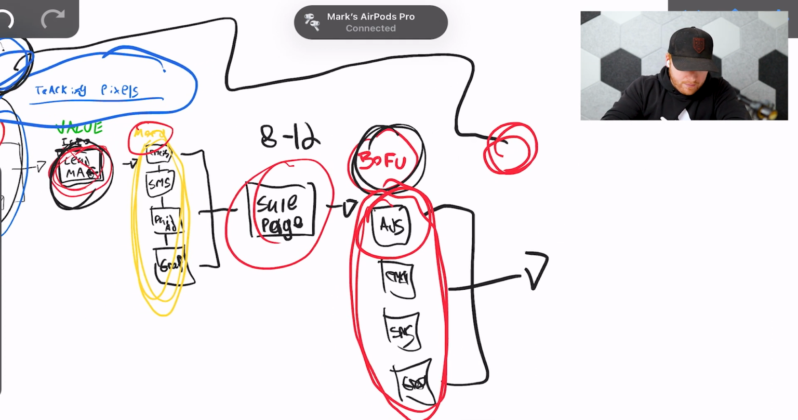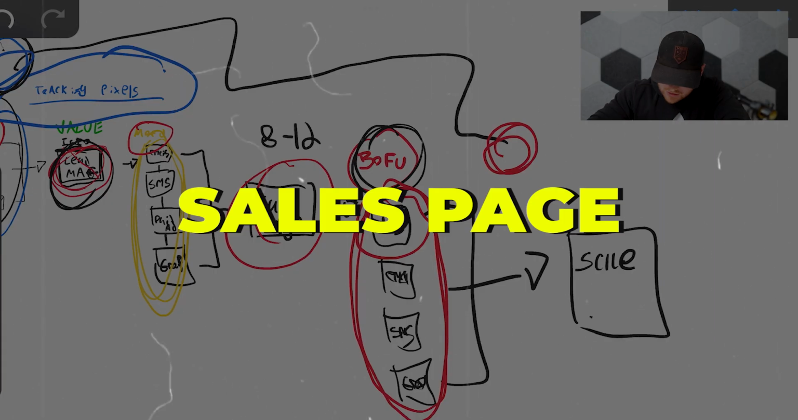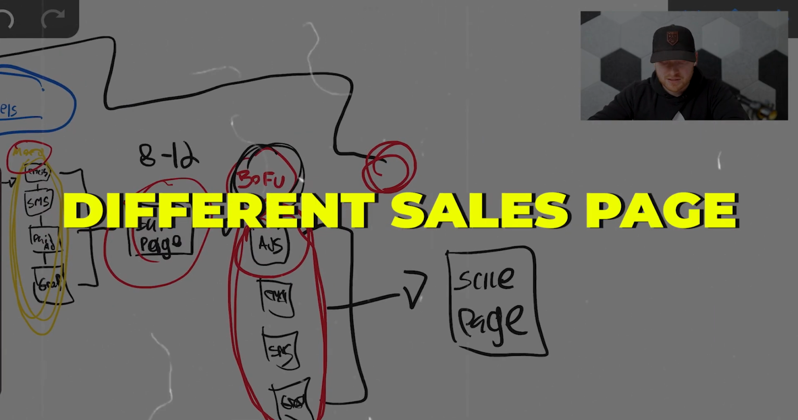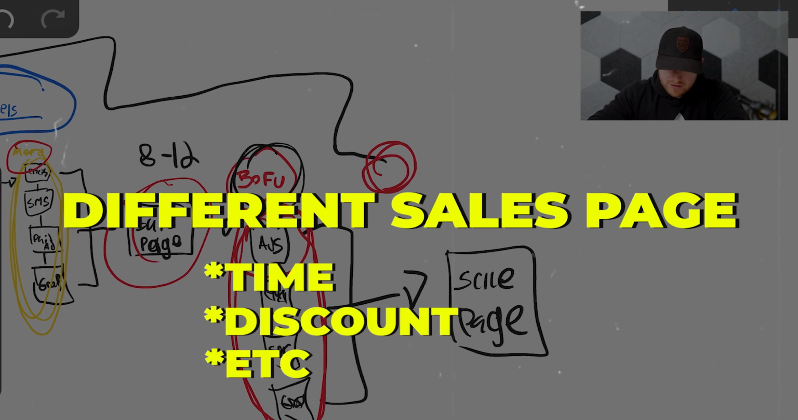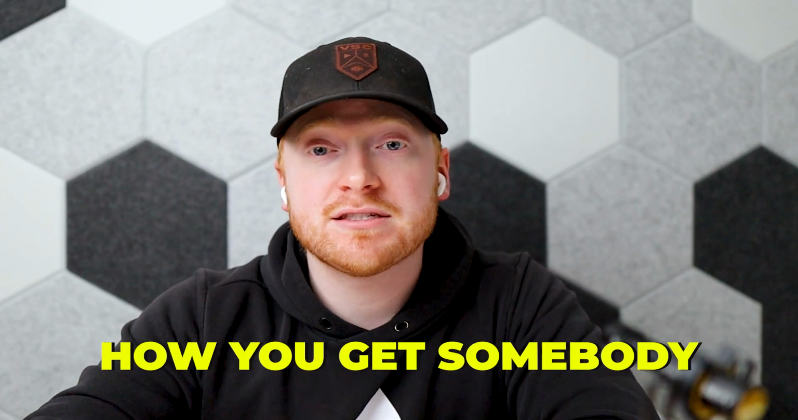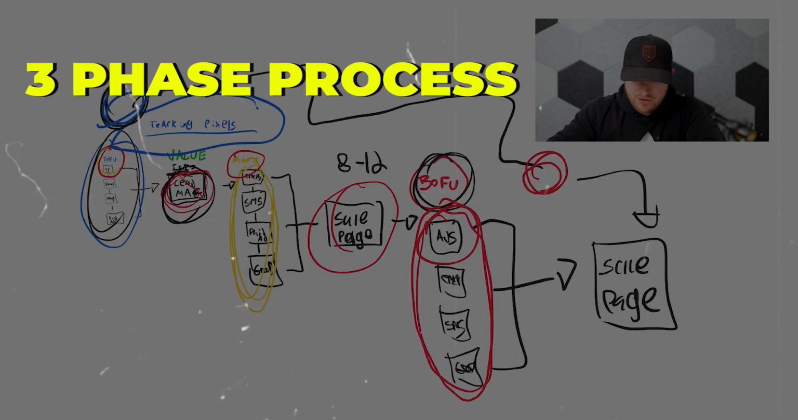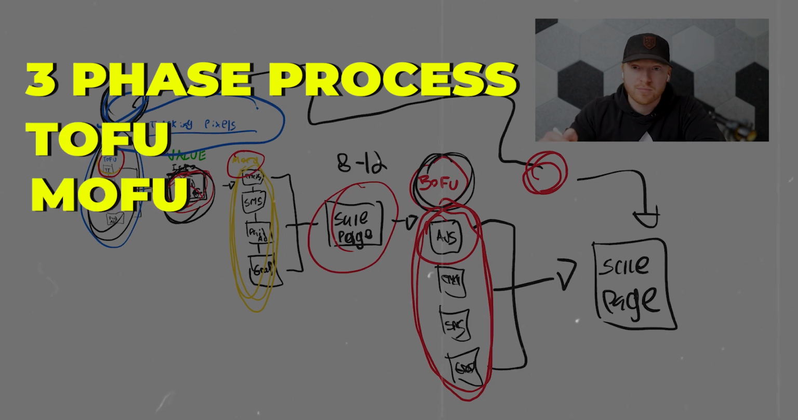So that bottom of funnel, again, is going to go to a sales page. And this could be a different sales page. It could be something like a timed discount, whatever it is, etc. But that, in a nutshell, is how you get somebody who's never heard of you to eventually buy from you. You need to bring them through this 3-phase process of TOFU, MOFU, BOFU.